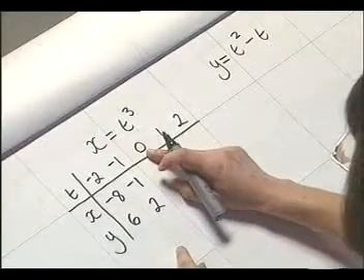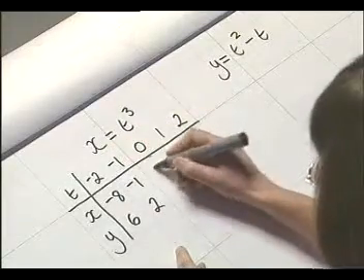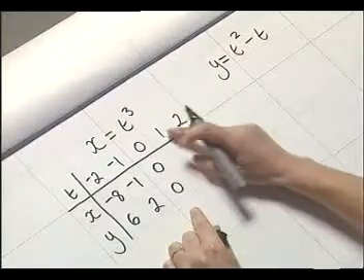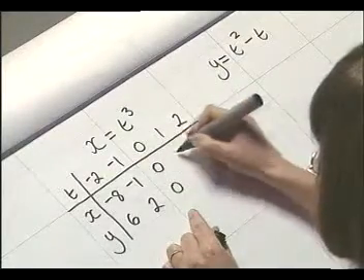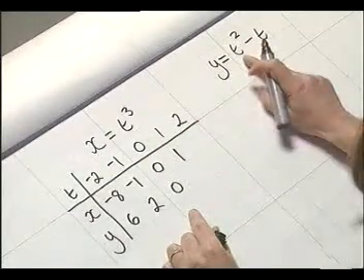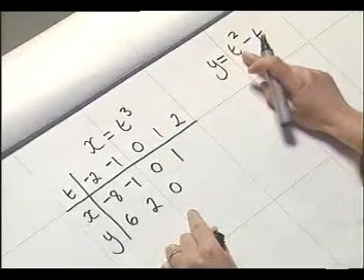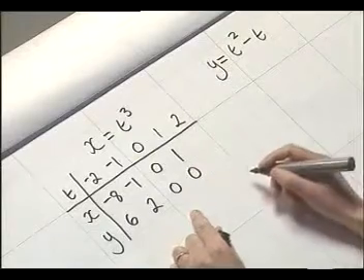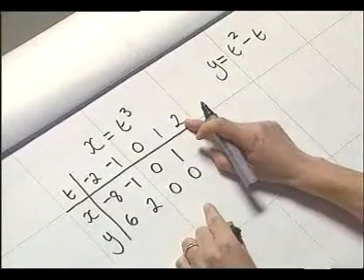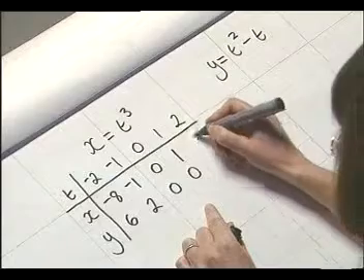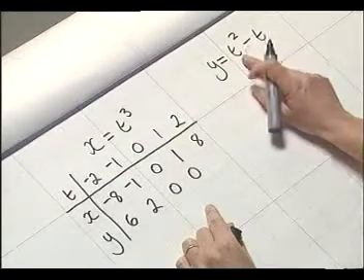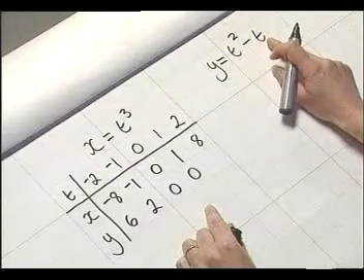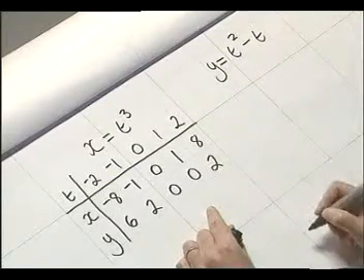When t is 0, then x is 0 and y is 0. When t is 1, x is 1. And when t is 1, y is 1, take away 1, giving us 0 again. When t is 2, then x is 8. And when t is 2, y is 2 squared, 4, take away 2, giving us 2.